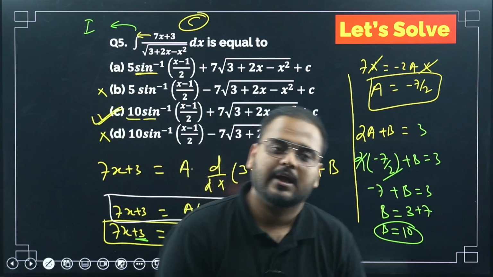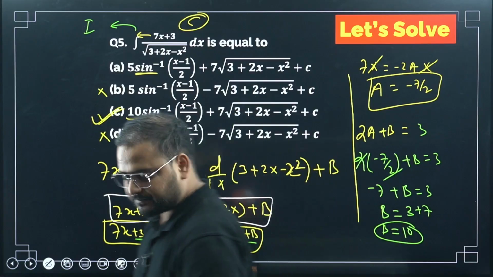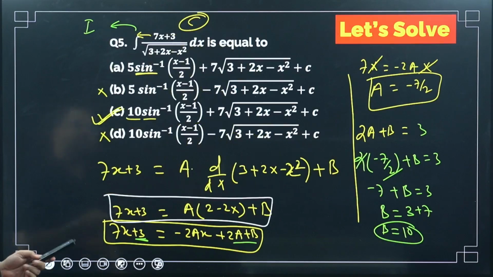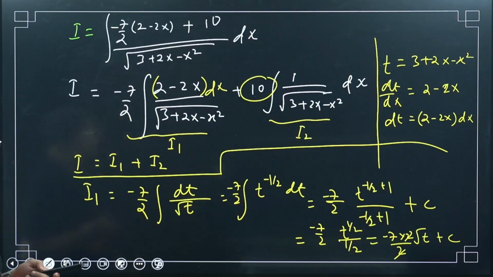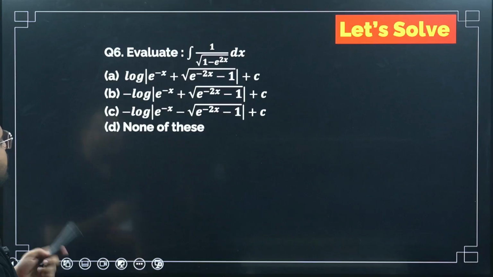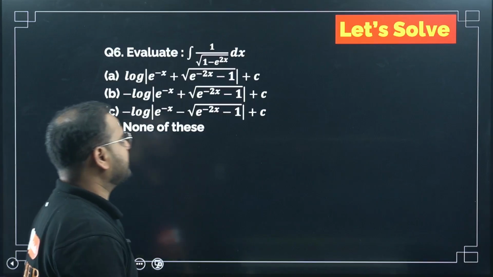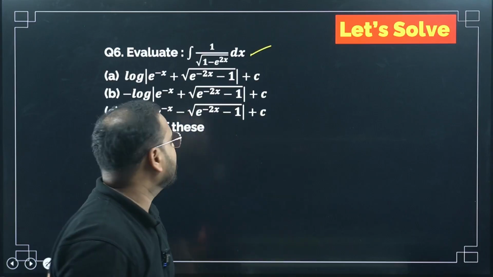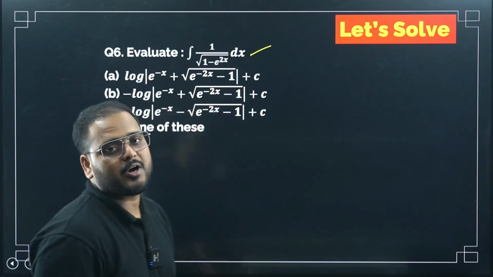Any problem? Have a look from the beginning. Okay, now this question. From here you look. I hope this is visible. All right, I'm moving on to question number 6. Okay, let's do it. Evaluate this integral: 1 upon the root of 1 minus e power 2x.